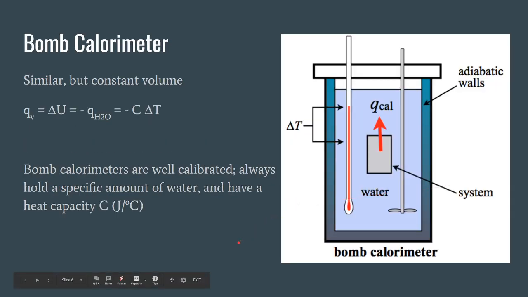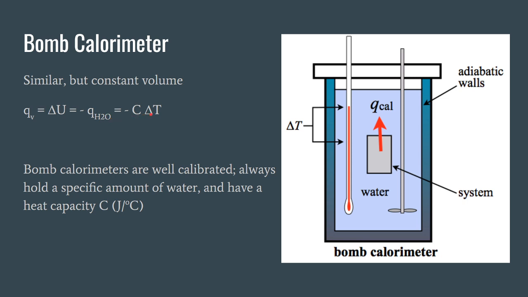So a bomb calorimeter is different from a coffee cup calorimeter. Very similar, but different because it's at constant volume, so it has a different formula. Q sub V, remember, Q at constant volume is equal to the change in internal energy. So the Q of the reaction is still negative Q of the calorimeter, basically negative Q of the water. But that looks different because it's going to be negative C delta T.